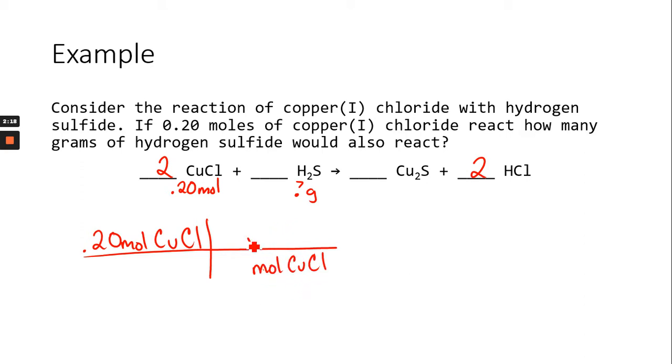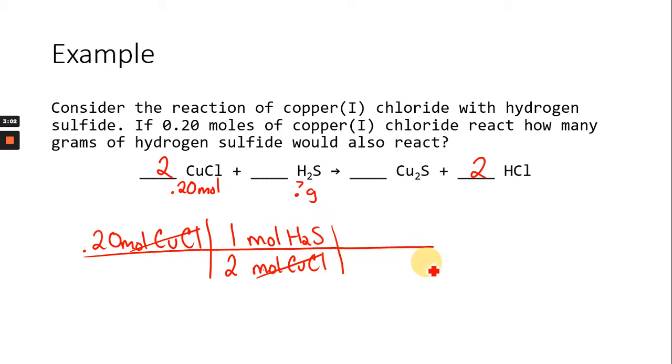Mole of the given on the bottom, mole of the unknown, which is hydrogen sulfide, on the top. Anytime you have a mole over mole or a mole ratio, you want to use the coefficients from the balanced equation. So 2 goes in front of copper 1 chloride and 1 goes in front of hydrogen sulfide. Then when we multiply and divide, moles of CuCl will cancel out. However, before we reach for that calculator, we want our answer to be in grams. So we're going to have to do that third step and convert from moles to the unit that the question is asking for, which is grams.